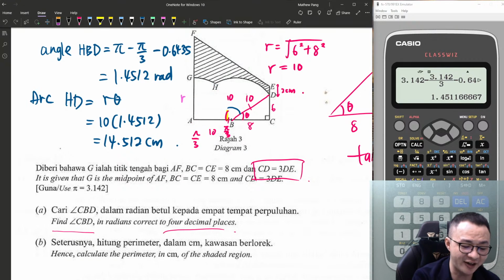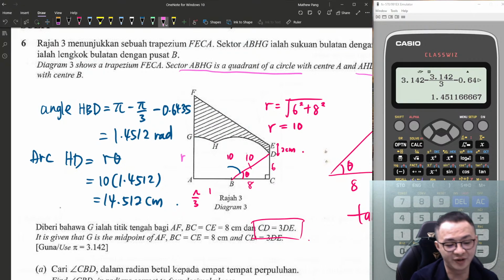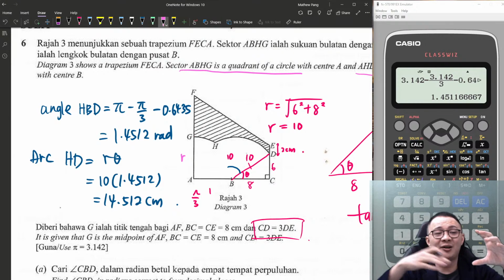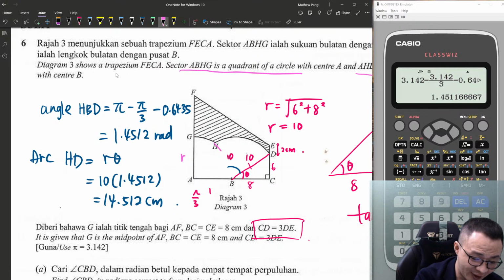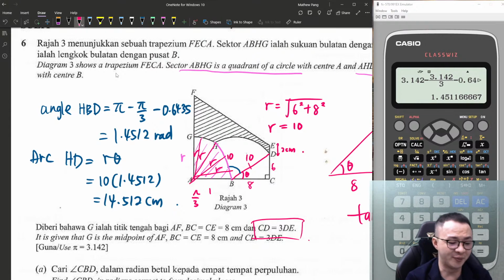Very good question. Because at the very beginning, the question does tell you ABHG is a quadrant. Quadrant means one circle cut into 1/4. So if this is a quadrant, then definitely all the lengths in between must be radius, right? Any line here must be the radius from the center A.